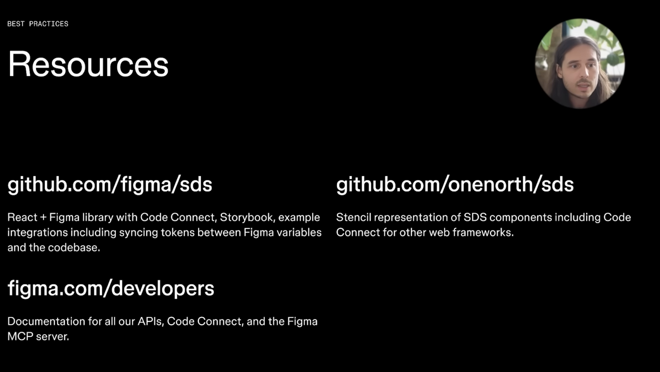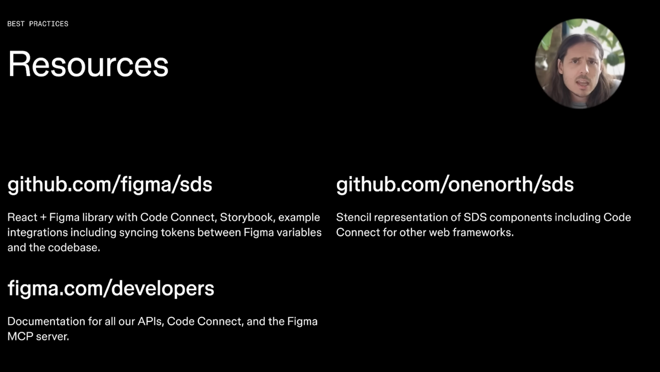There's also Storybook in there. There are also some integrations that show how to use the REST API for variables to sync design tokens, all sorts of little examples like that that might help unblock you in whatever situation you're in. Simple Design System also has a Stencil representation, thanks to our friends over at OneNorth, which is an agency. They created a design system that documents web components, Vue, and Angular forms of the library as well. So if you use one of those other web frameworks, that might be helpful. There's Code Connect in there to show you how that would look if you're interested in those APIs.